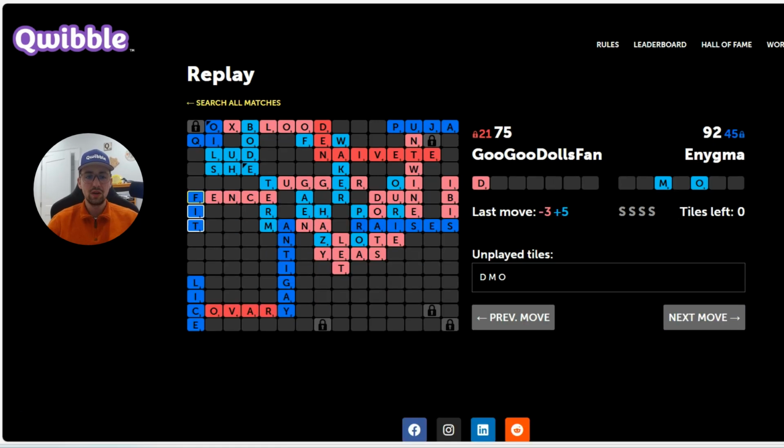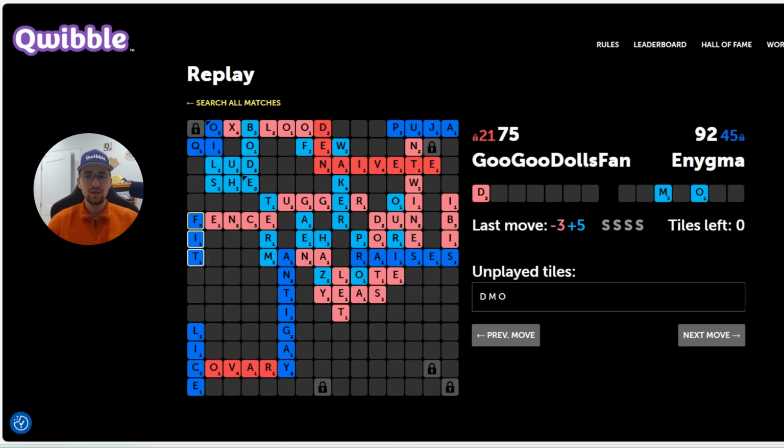He plays Fit from the F in Fence, taking a 17-point lead, and that's going to be enough to hold on, because I'm going to go out just dropping my D, and I get 4 points from Carl's unplayed M and O, and the final score ends up being 81 for me and 92 for Carl, so a relatively narrow victory for Carl. It's worth mentioning in Qwibble, when a player goes out, they just get the single value of their opponent's remaining tiles, not double the value like they would in Scrabble.